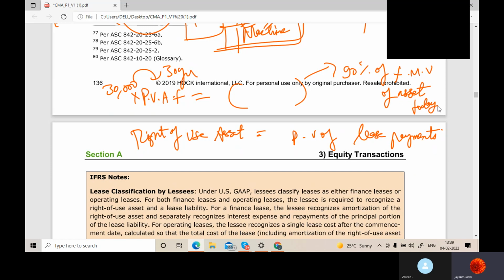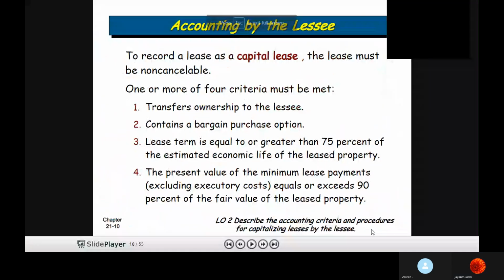In IFRS there are different rules, but you are reading US GAAP, so I am explaining these points to you. Once give a reading to this, I'll move forward.